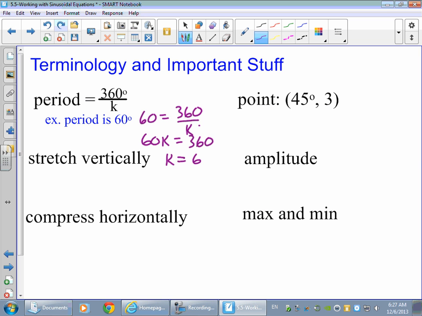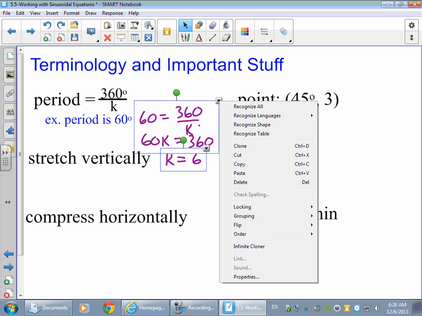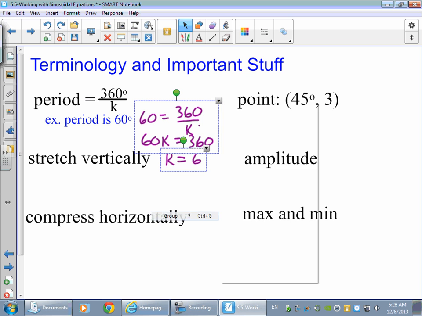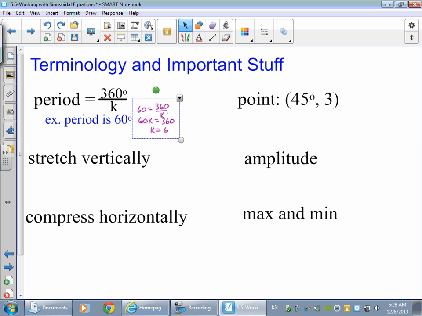So if your period is 60 degrees, that means that you're going to get 6 full cycles in that 360 degree range, where typically you would have had just the one originally. So 6 times as many basically as there would have been.